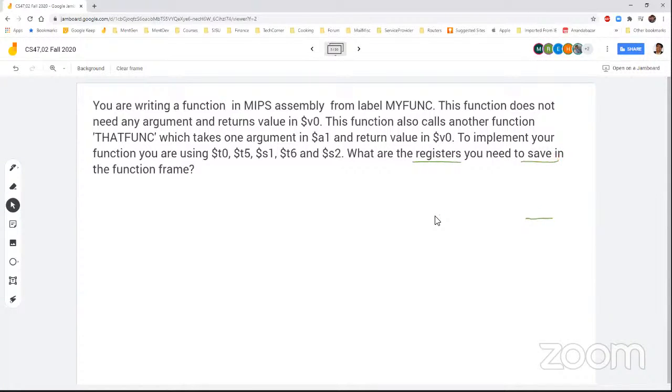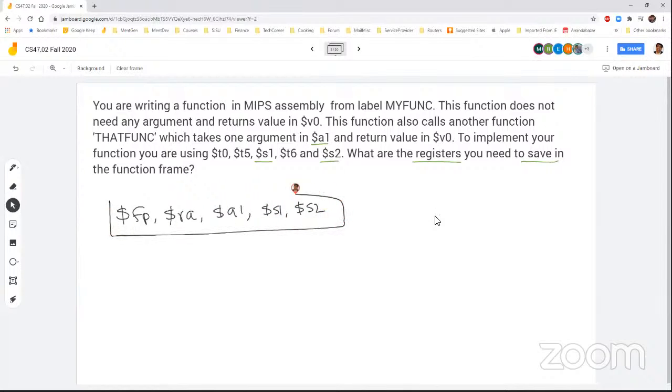Okay, so we all know that we need to save $FP and $RA in the frame, and then we need to save anything like $S that we are changing inside the function, and anything $A that we are changing inside the function. So practically, this should be $A1, $S1, and $S2. So these should be the answer for this one.